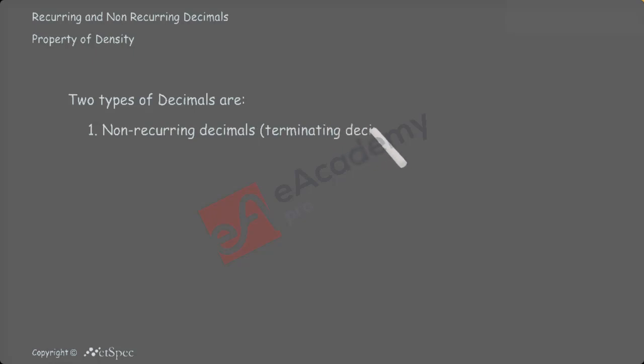Can we convert rational numbers into decimals? Yes, every rational number can be written in the decimal format. There are two types of decimals: non-recurring decimals or terminating decimals, and recurring decimals, or non-terminating decimals.